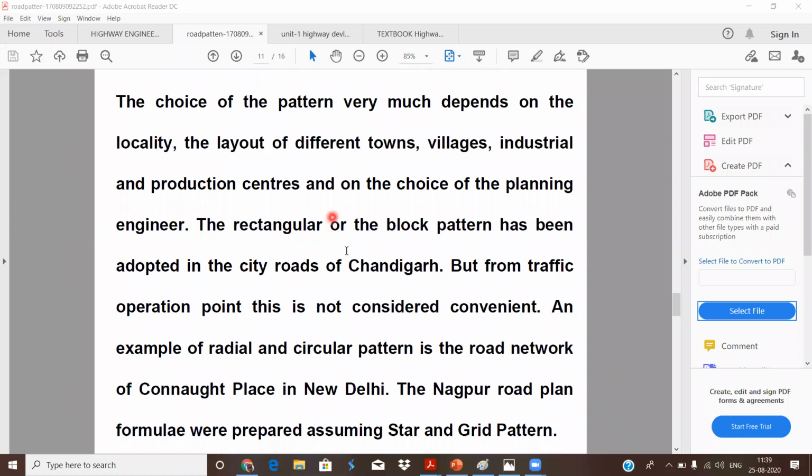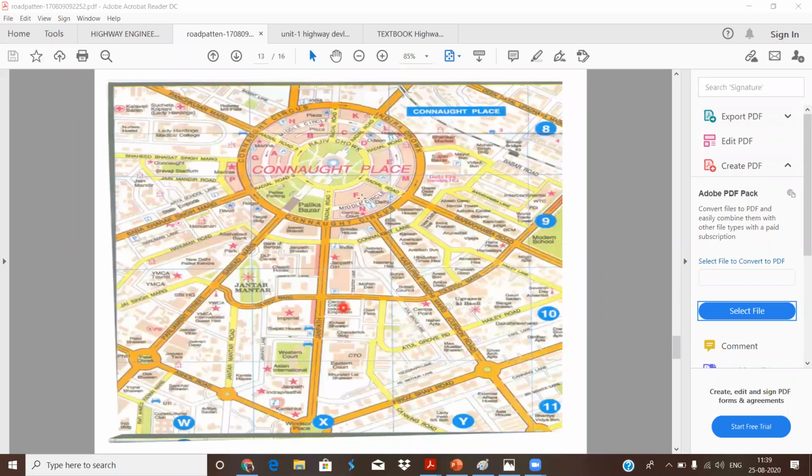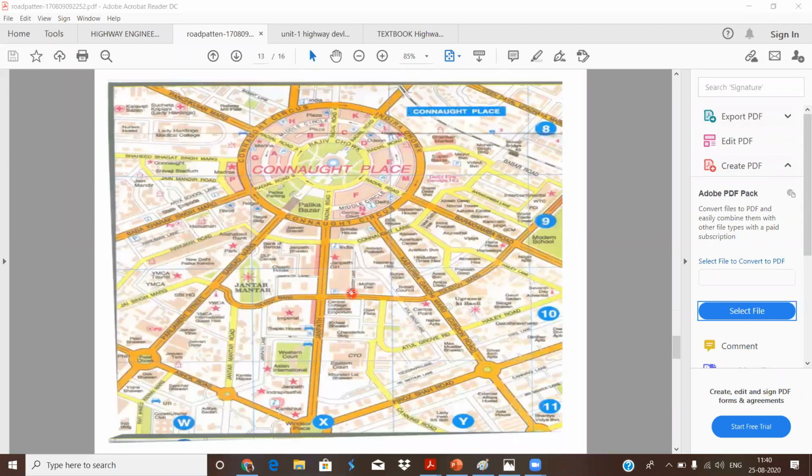Okay, so the rectangular block pattern is available in Chandigarh. And Connaught Place has a radial and grid pattern. So these are examples in the present situation. This is the rectangular block pattern, and this is Connaught Place, where the radial and grid pattern type is present.